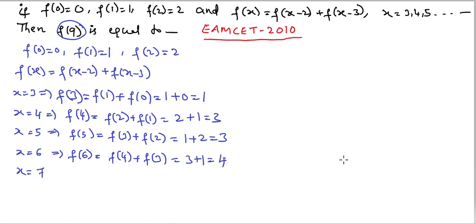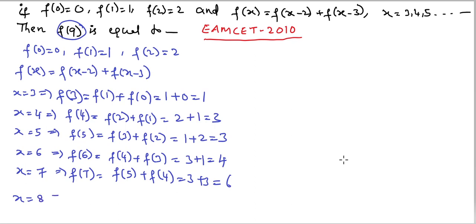Now x is equal to 7. f of 7 is equal to f of 7 minus 2, f of 5, plus f of 7 minus 3, f of 4. f of 5 value is 3 and f of 4 value is 3, 3 plus 3.